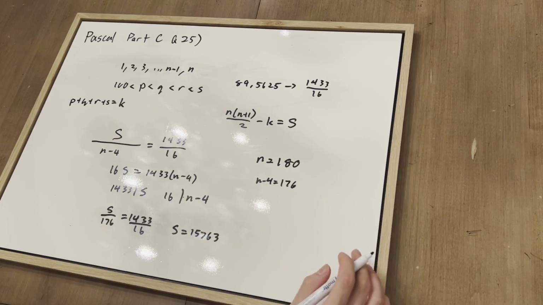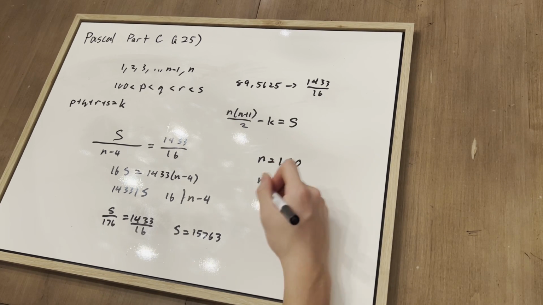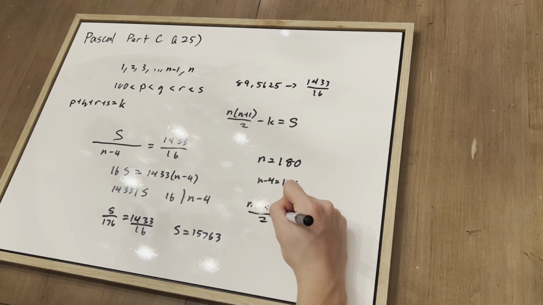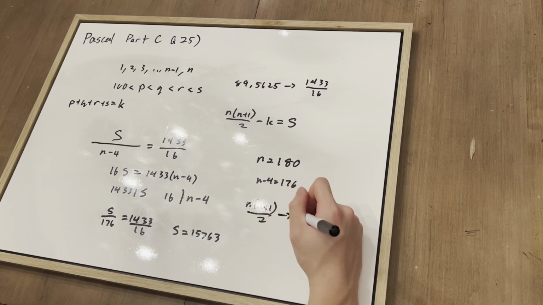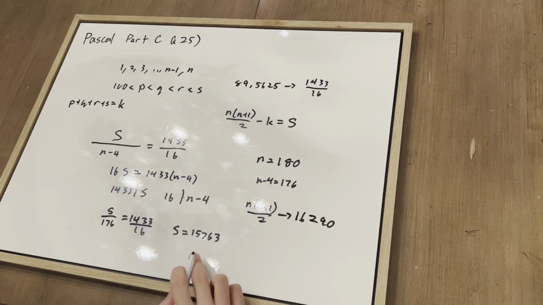Now we also want to find the original sum of the numbers of the list. So we can just plug n equals 180 into n times n plus 1 over 2. Then we get 16,290. So these two numbers will be important for later.